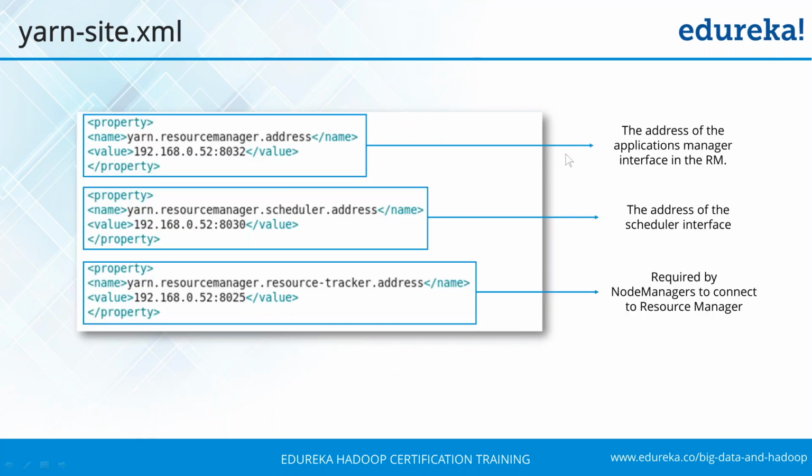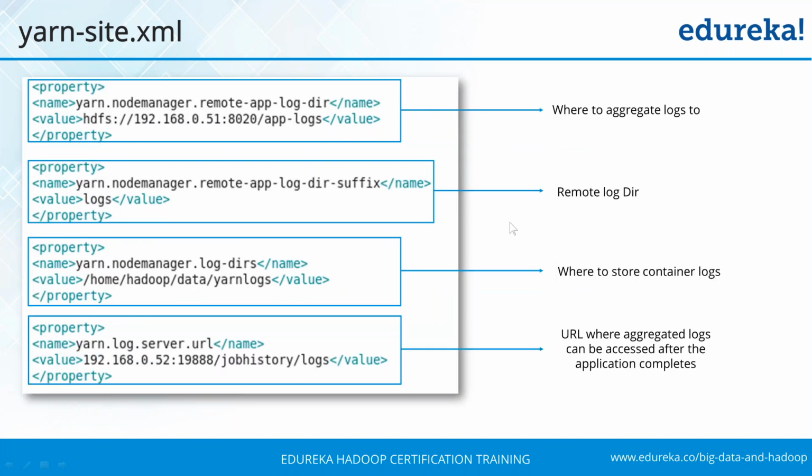So for this, we have got a couple of configurations here. We have got this yarn resource manager address where the resource manager is going to run. I'm going to run it on node number 52. Then we have got the scheduler address, which is used for the scheduler interface in resource manager. Then you have got the resource tracker address, which is being used by the node managers to connect to the resource manager. Then we have got a couple of configurations related to our logs.